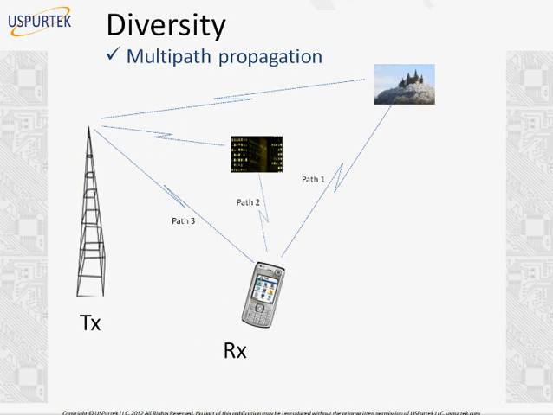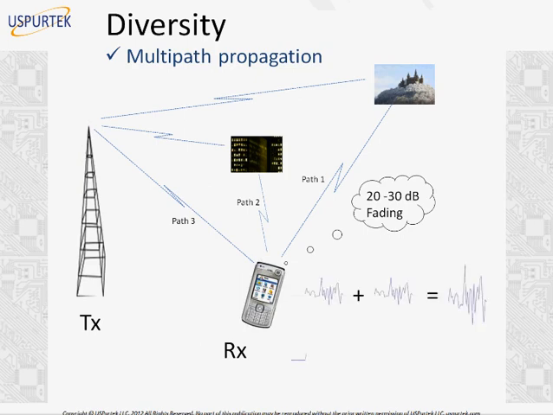Now moving on to the topic of diversity techniques. Before we do that, let's understand a little about multipath propagation. So let's consider a mobile receiver, a cell phone, which receives 3 signals from the cell tower. One is path 3, which is a direct line of sight signal. Another is reflected from a building, which is path 2. And the third one is path 1, which is reflected from a hilltop.